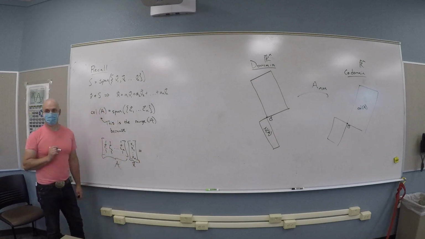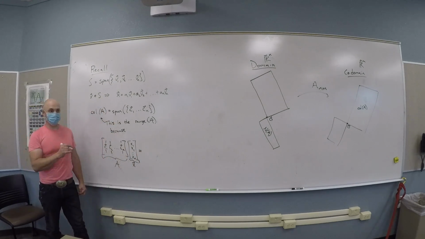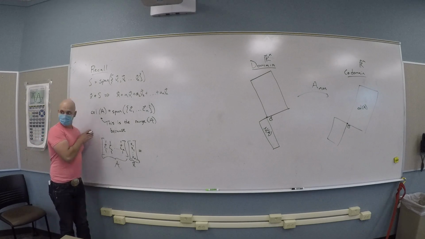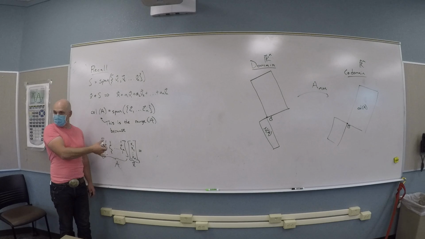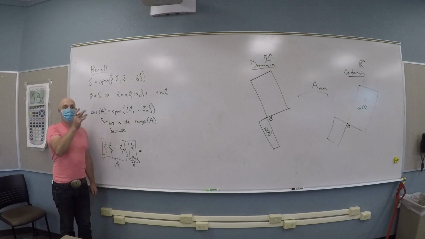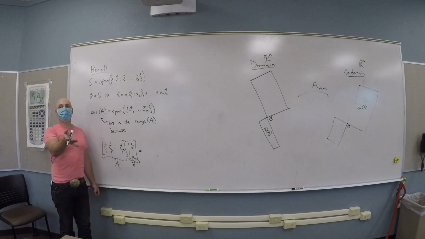What do I get? How do you do this multiplication? It's a bunch of dot products. You want to look at the row picture, which is a bunch of dot products. The column picture would be a linear combination. Yeah, it would be a linear combination. You see that?